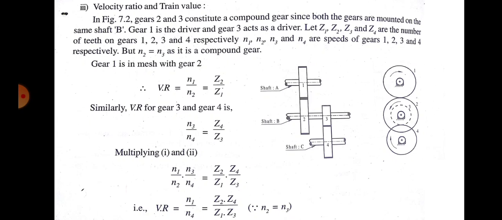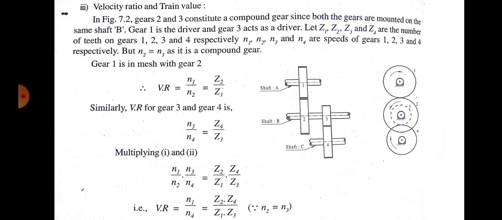So the product of all even number of teeth will be on the top and odd numbers will be in the bottom for any number of gears. So in this case it is z2 into z4 divided by z1 into z3. Okay, so these things are important to know, as well as it is important for your problems.